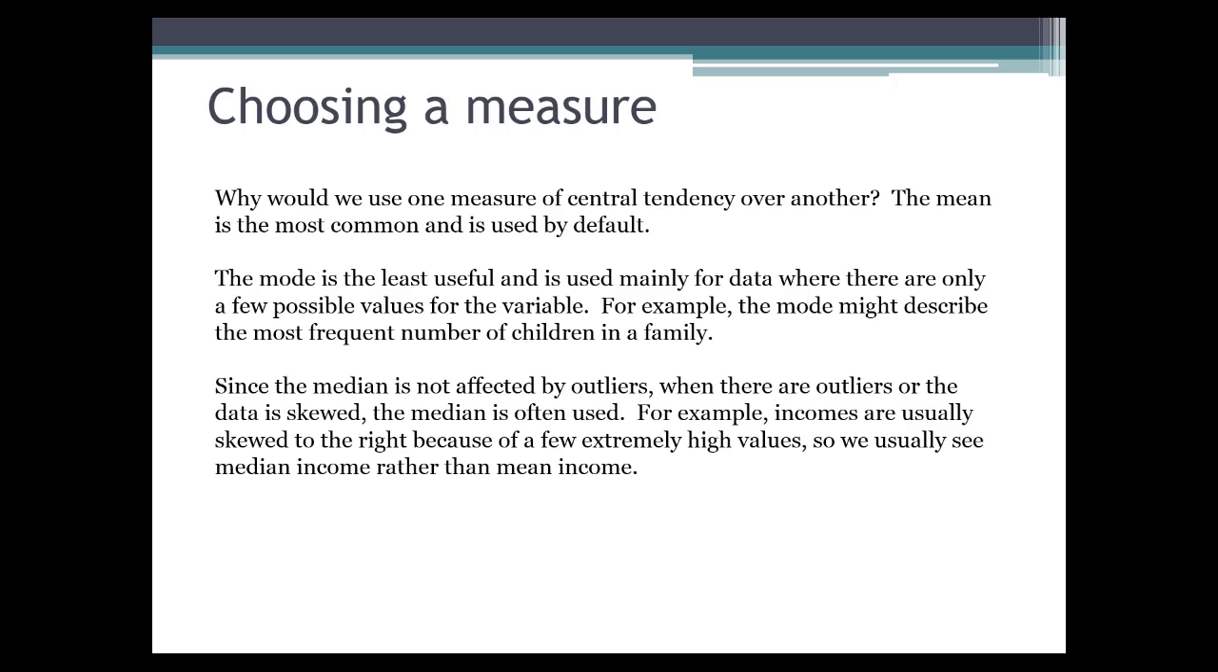So now we're down to the mean versus the median. Because the median is not affected by outliers, if the data is skewed or when there's outliers in the data, that's when we use the median. Incomes are almost always skewed to the right because most people make a low to medium amount, but there's a few people who make a whole lot, a few Bill Gateses in the world, and they'll pull the mean up but not the median.